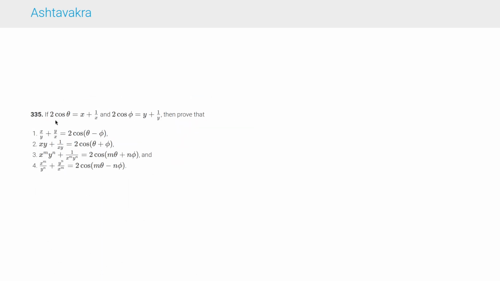Question 335 says that 2 cos theta is equal to x plus 1 by x and 2 cos phi is equal to y plus 1 by y. Then prove that x by y plus y by x is equal to 2 cos (theta minus phi). xy plus 1 by xy is equal to 2 cos (theta plus phi). x to the power m y to the power n plus 1 by x to the power m y to the power n is equal to 2 cos (m theta plus n phi). And x to the power m y to the power n plus y to the power n x to the power m is equal to 2 cos (m theta minus n phi).